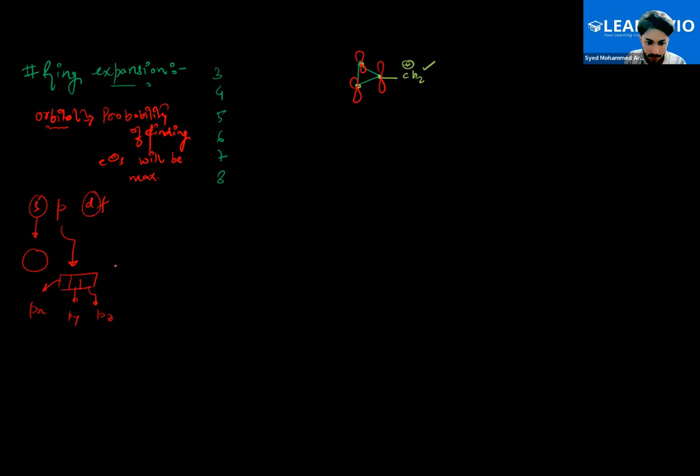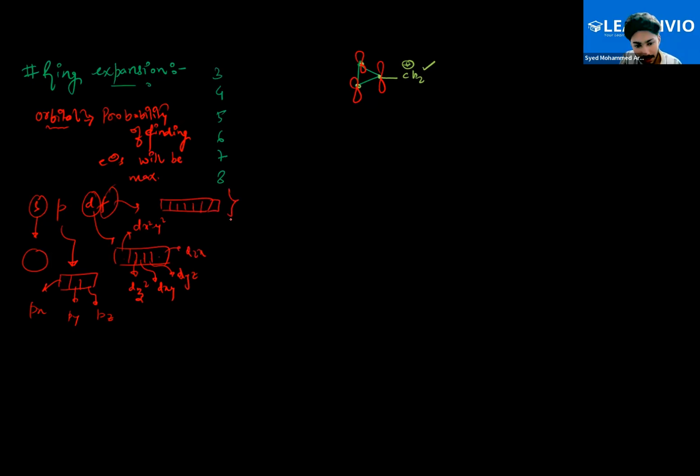In the d subshell, I am having 5 orbitals: 1, 2, 3, 4, 5. The names are dx square minus y square, dz square, dxy, dyz, and dzx. And there is the f subshell, with 1, 2, 3, 4, 5, 6, 7, so 7 orbitals in the f subshell.